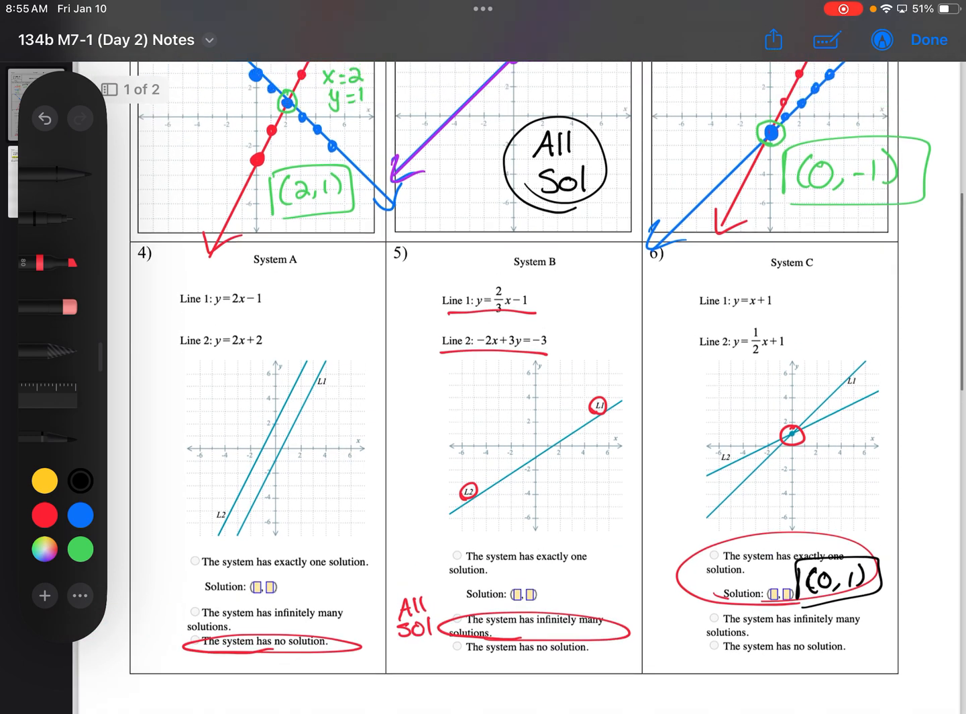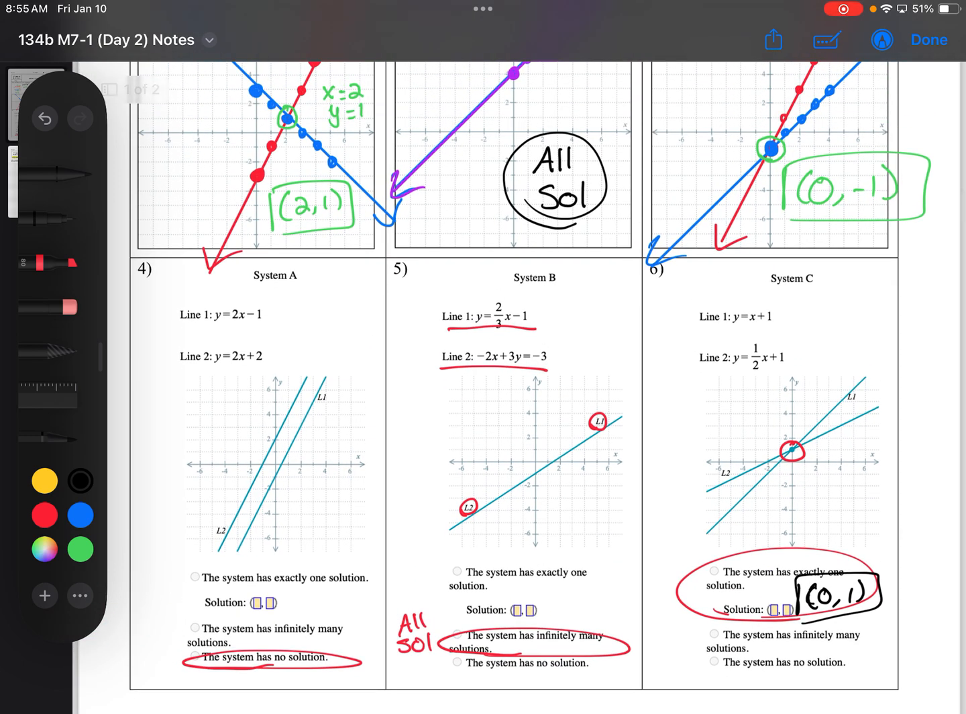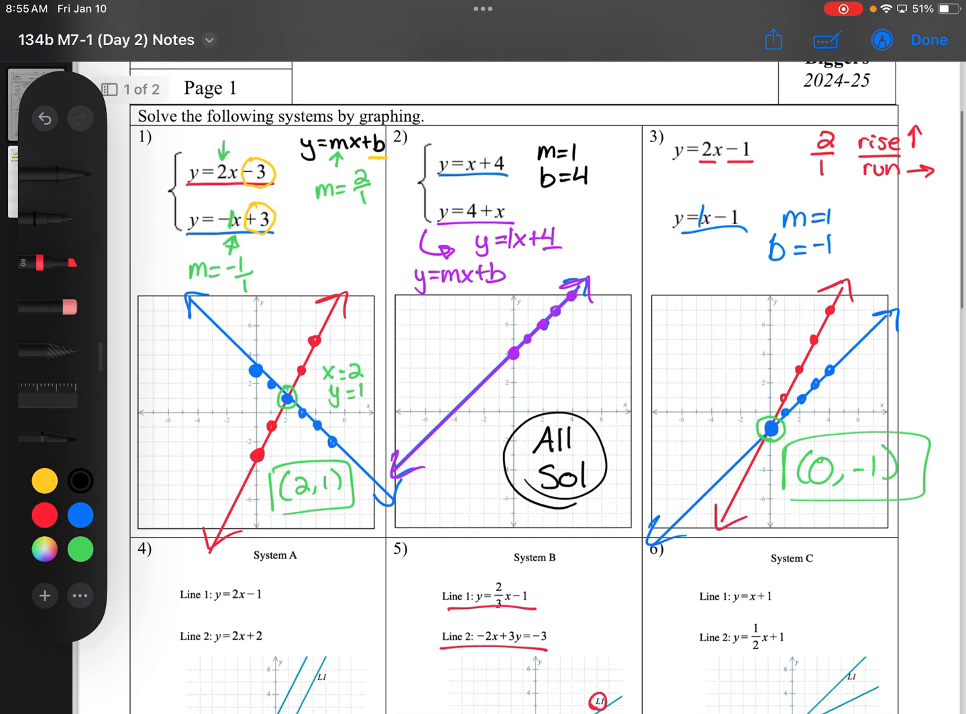Those are the types of problems that you're going to see on your assignment today. Also, make sure you get the day 1 assignment in as well. And pause the video, rewind if you need to see anything re-explained.